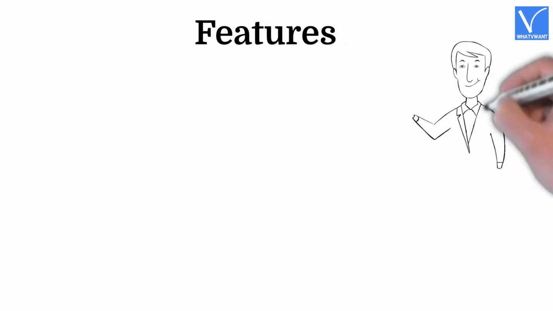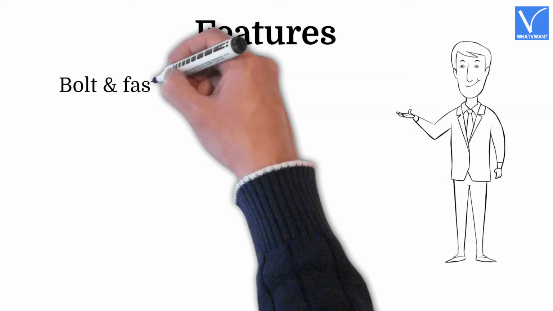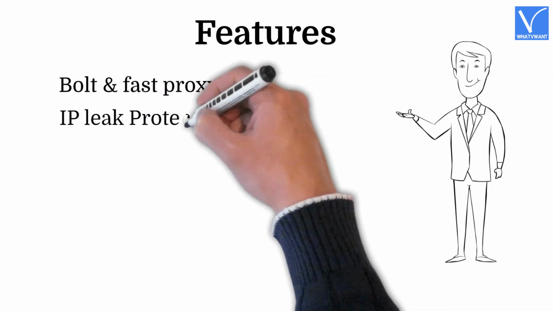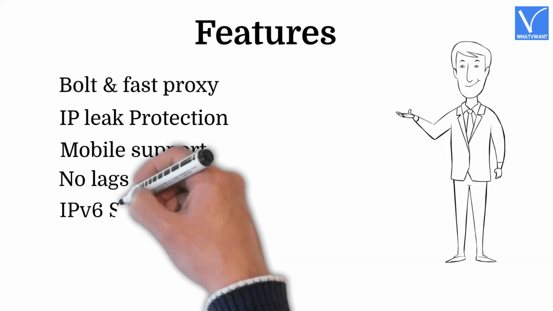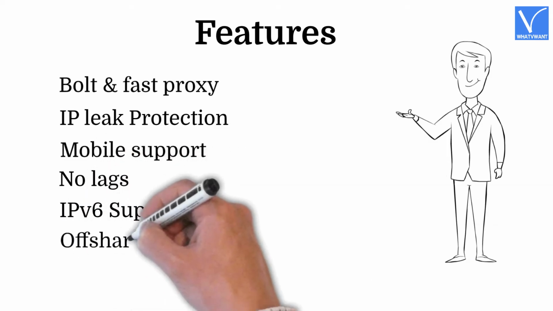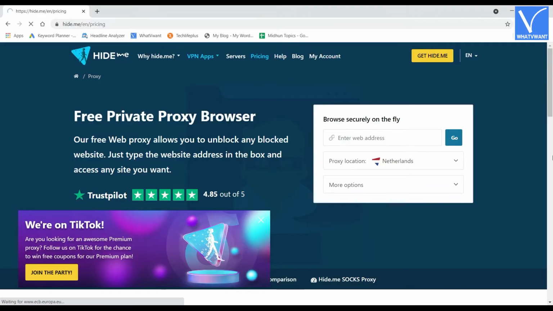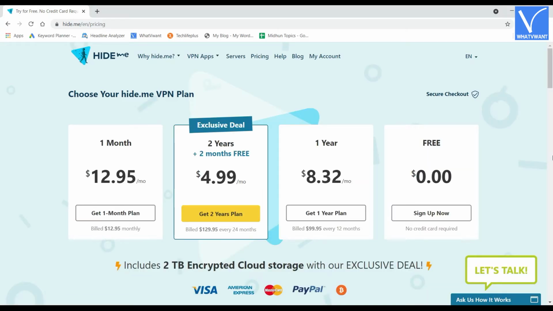Features: Bolt and Fast Proxy, IP Leak Protection, Mobile Support, No Lags, IPv6 Support, Offshore Location. Pricing: the plans and prices of Hide.me Proxy are displaying on the screen.